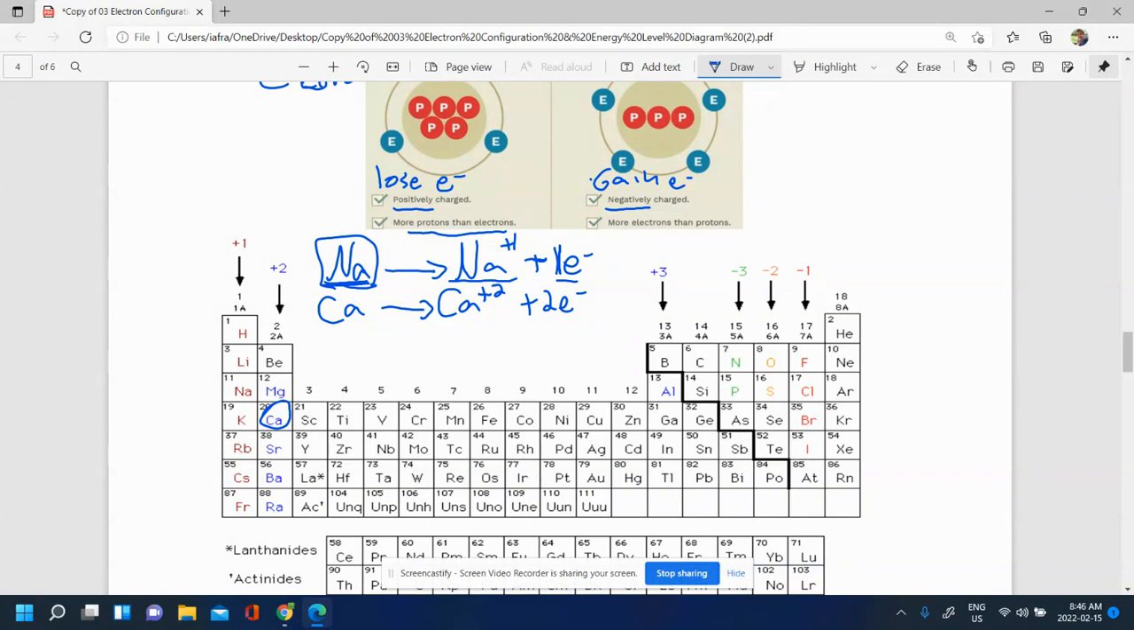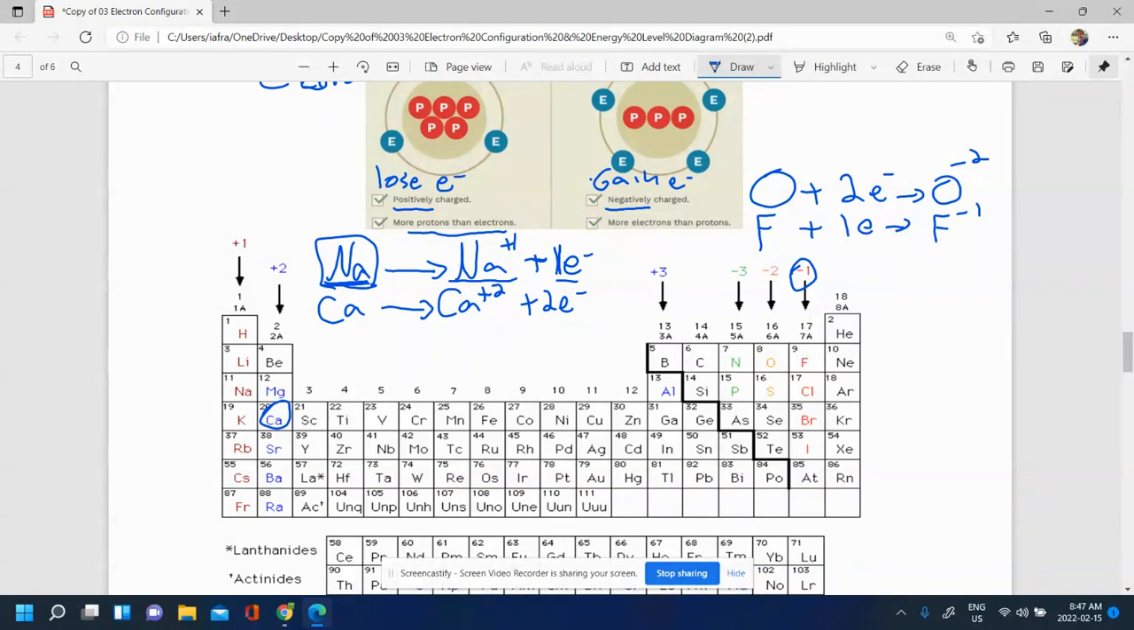Some elements will gain electrons instead. So if we look at oxygen here, oxygen will gain 2 electrons and will become the oxide anion with a charge of -2. And so it became an anion. Whereas fluorine, on the other hand, you'll notice it wants to become a charge of -1. So it gains 1 electron to become fluorine with a -1 charge, and that's fluoride.